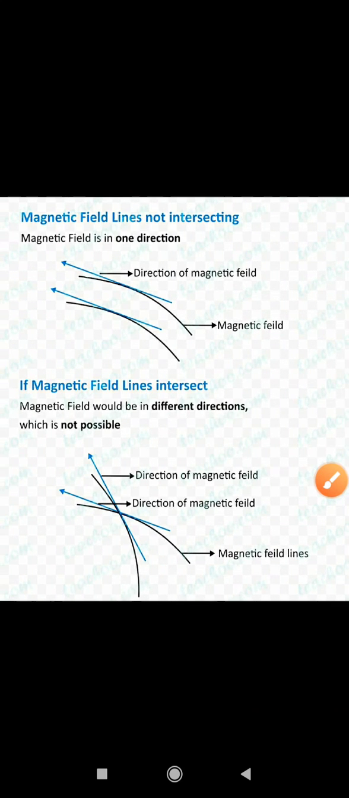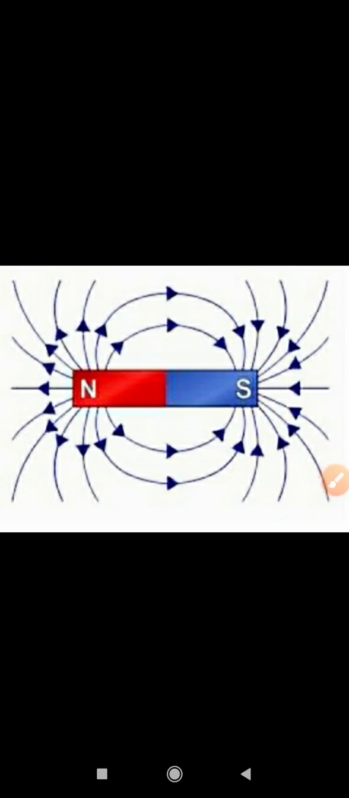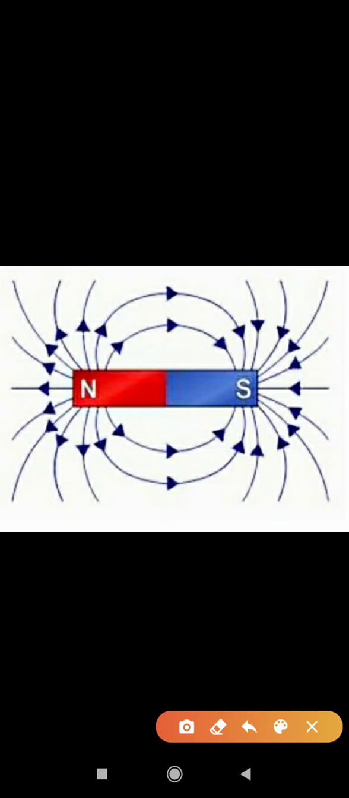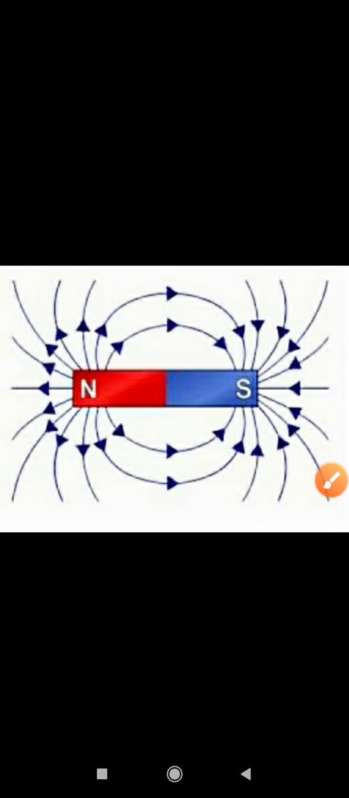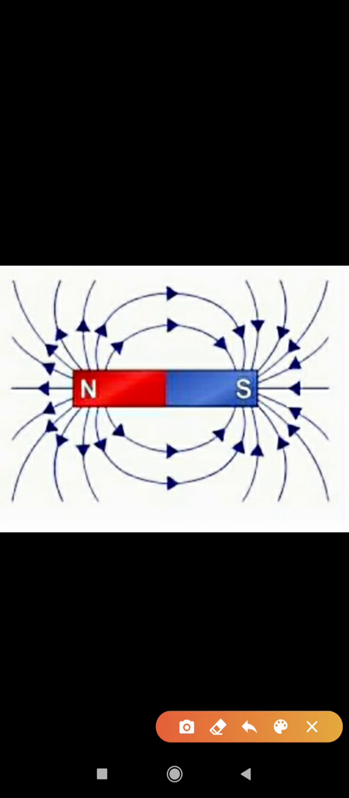One more thing we can discuss here: in the middle you can find magnetic field lines that are parallel and equidistant. In such a scenario, magnetic field lines are parallel and equidistant. Such a situation represents a uniform magnetic field. What does it represent? A uniform magnetic field.